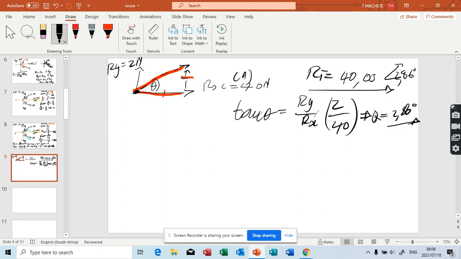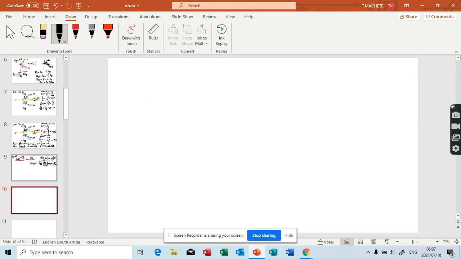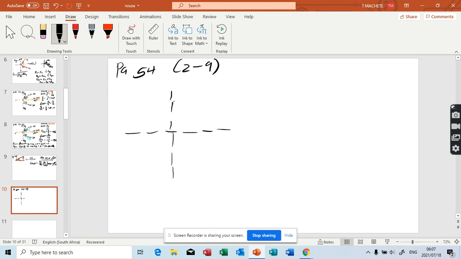So I think we are almost done with that question. Now you see that example on page 54. You see how many resultants it has. But you apply the same concept, so nothing is different there. The only thing that matters there is the directions.